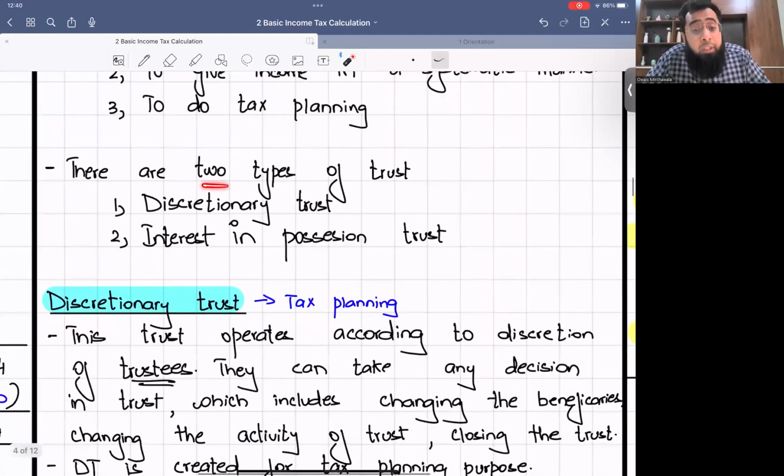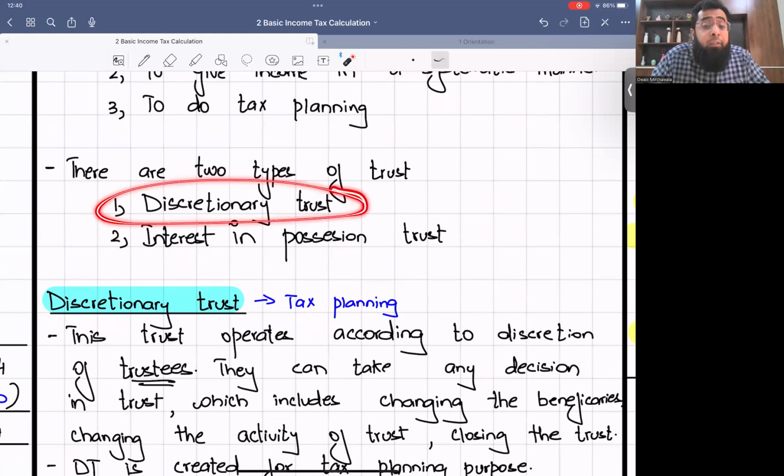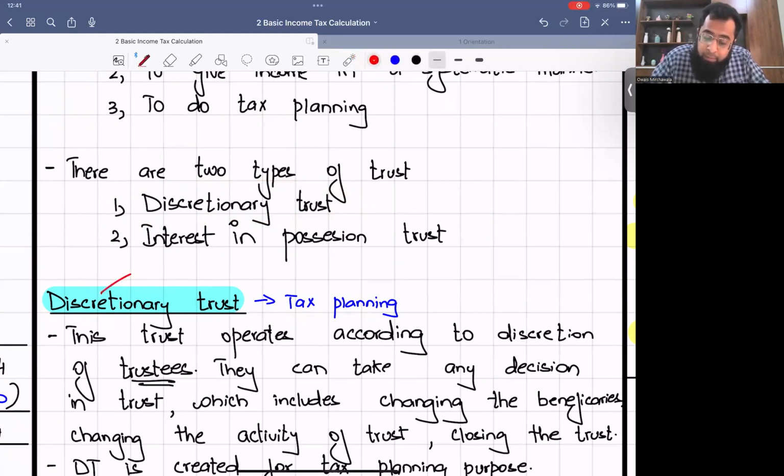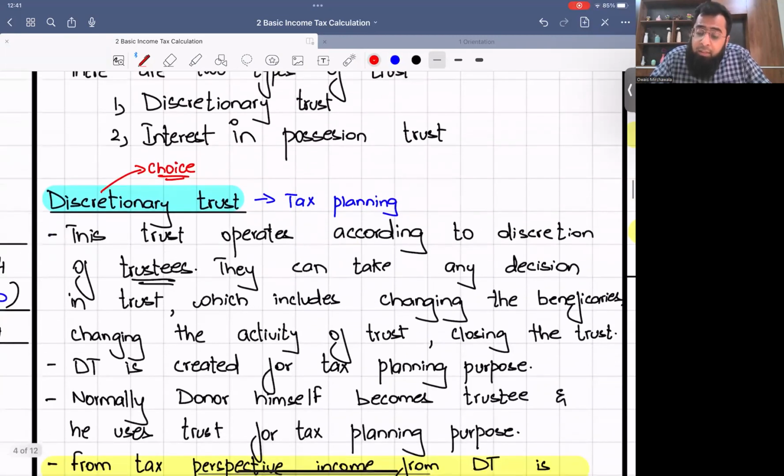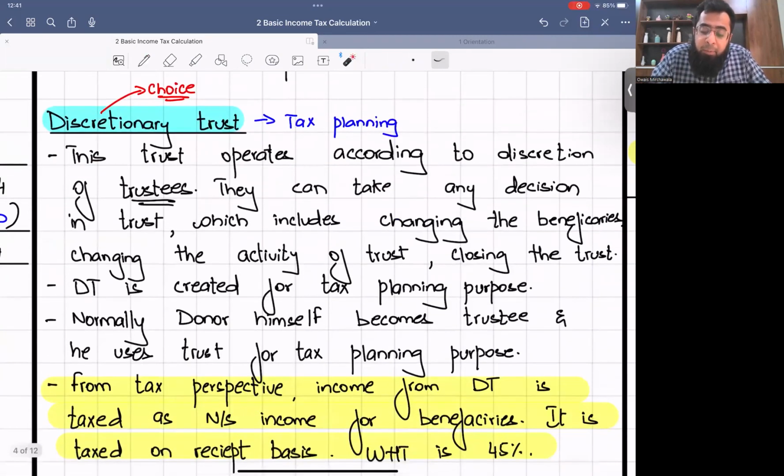One is discretionary trust and one is interest in possession trust. Now, this discretionary trust is created for tax planning objective. The word discretion means choice, your will, your choice, your willingness that how you want to make the things go on. Discretionary trust. This trust is created for tax planning perspective.